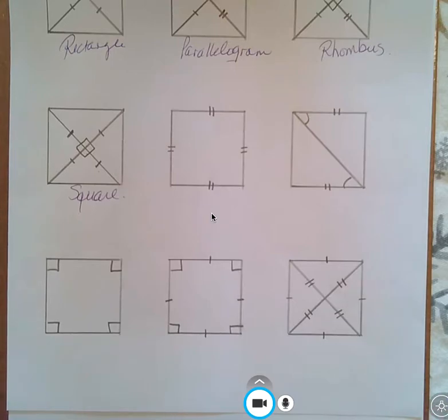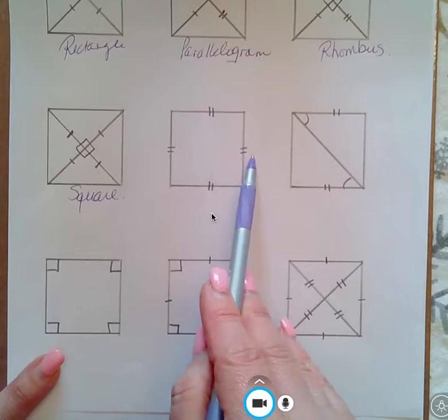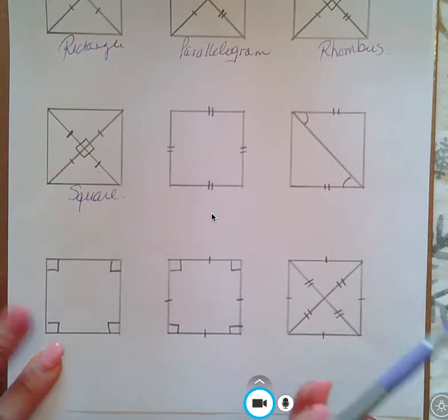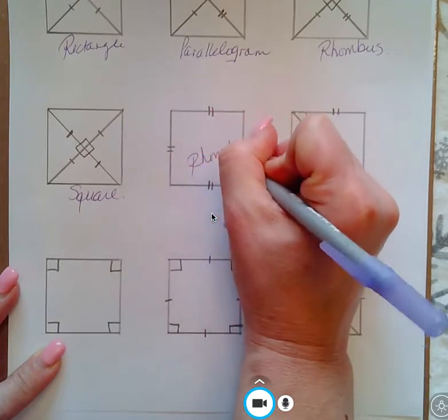Okay, this middle guy. The one that they're doing is talking about the sides, and they're telling me that all the sides are the same. I get that it looks like a square, but they didn't tell us anything about the angles. All they tell us about are the sides. This one is a rhombus.